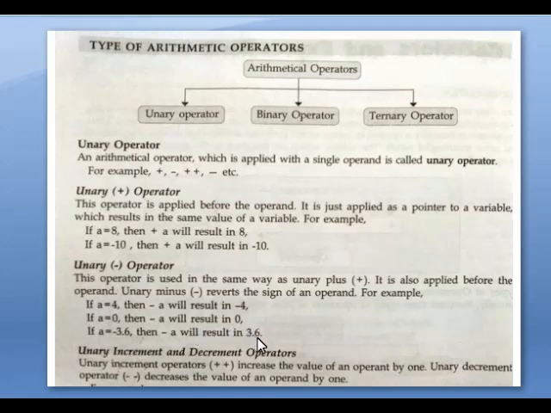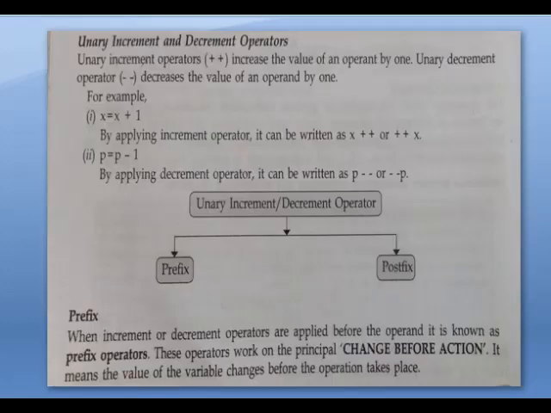Okay. Unary increment and decrement operator. If the operator is before the operand, we have to increase the value by 1. If the operator is after the operand, before execution the value will remain as it is. The same case applies to the decrement operation also. Unary increment and decrement operators, that is plus plus, increase the value of an operand by 1 and minus minus decreases the value of an operand by 1. Here some examples are there.